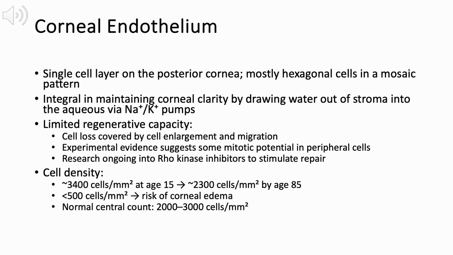Rho kinase inhibitors have been shown to potentially augment migration of endothelial cells. Endothelial cell density decreases with age from about 3,400 cells per millimeter squared at age 15 to 2,300 by age 85. A normal central count ranges between 2,000 and 3,000 cells per millimeter squared, and a density below 500 is associated with a high risk of corneal edema.